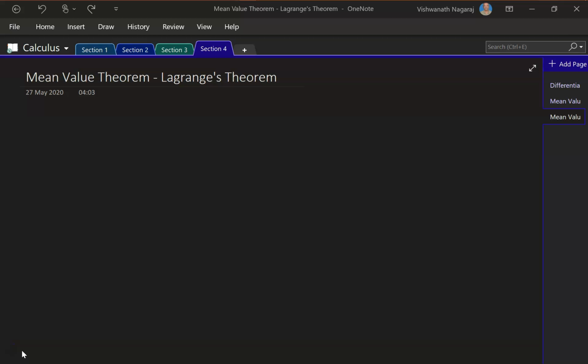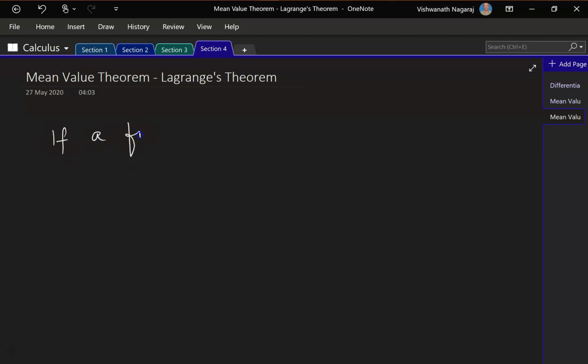In the previous session, we saw Rolle's theorem. Now let's look at Lagrange's theorem. Again, this theorem also is a mean value theorem which tells us something about a point in between two other points. Okay, let's look at the theorem.